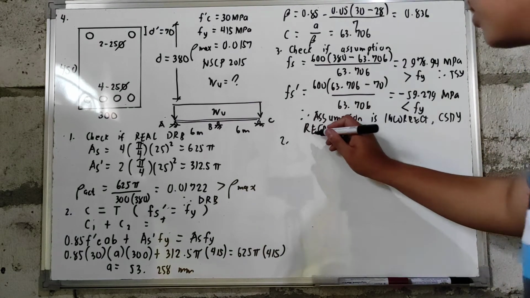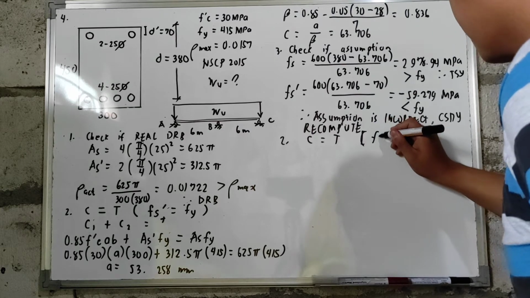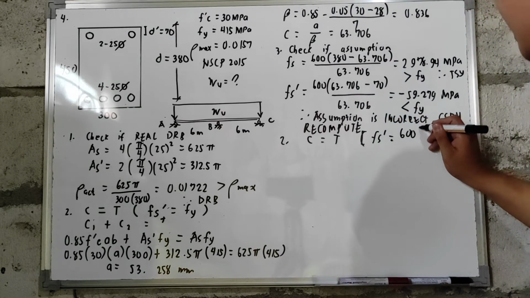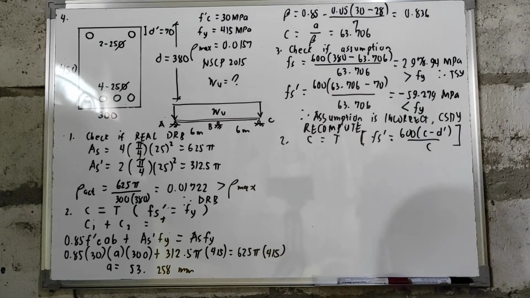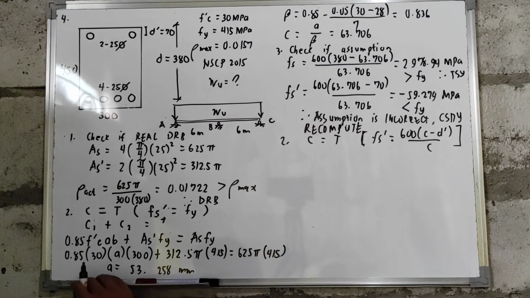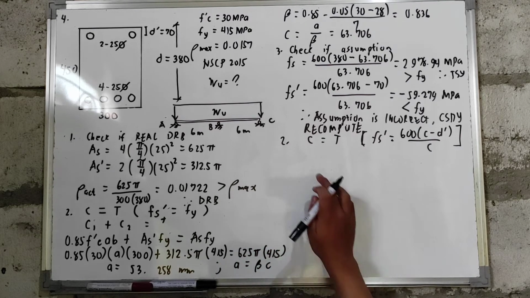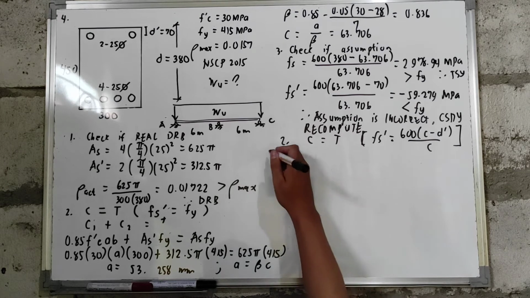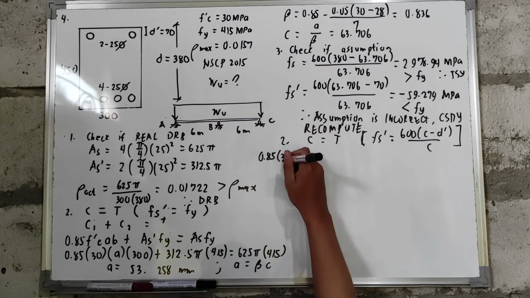So, by this time, magsi-C is equals to T na tayo. Pero yung value ng Fs prime natin, that is equal to 600 C minus D prime over C. Okay? So, with that, yung C1 natin, same lang naman yung approach natin dito. Kaso nga lang, yung A natin dito, mangyayari niyan is A is equals to beta C. So, if we are going to substitute yung mga values natin, you have 0.85. Yung F prime C natin, that is 30.